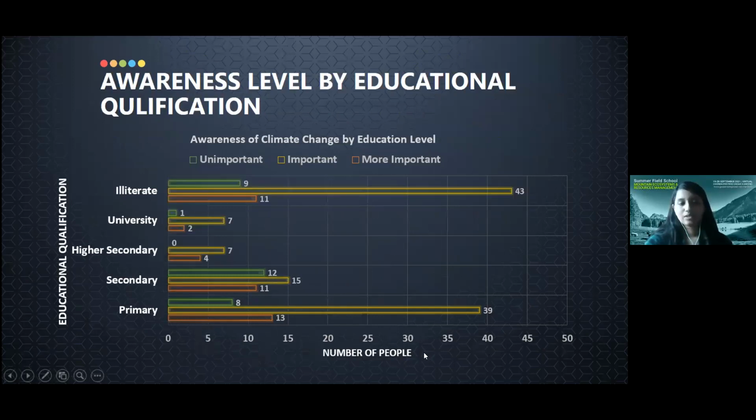Then we tried to identify the awareness level by their education level, and most of the people, as I mentioned earlier, are illiterate and got primary education. They think climate change is happening and this is real, though most people are not aware of the climate change. In our study we found that 55% of people are aware of climate change.